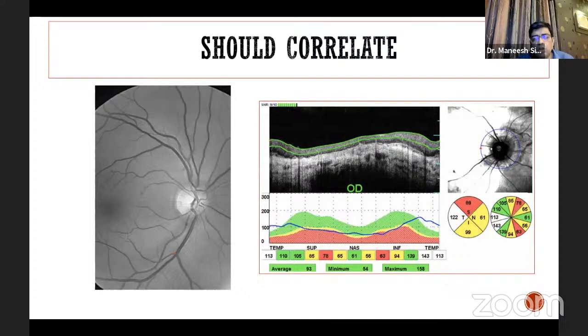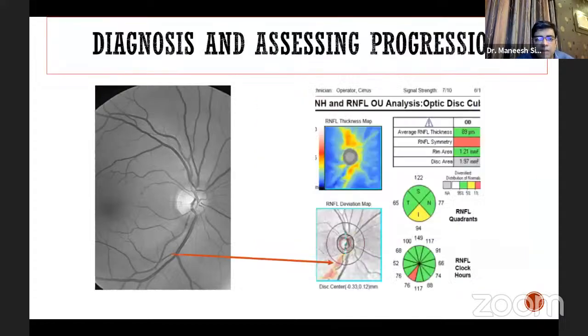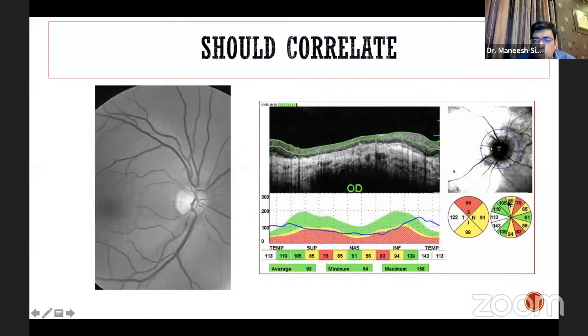time. But it is also important that you clinically correlate your OCT with your disc finding. For example, in this case, you can see there is an inferior thinning and the OCT is also showing inferior thinning. But suppose you have done an OCT and OCT is showing superior thinning, then this is not clinical correlation. So whenever you're doing OCT, try to see whether the area of thinning is matching with your clinical finding or not, then only it makes sense.